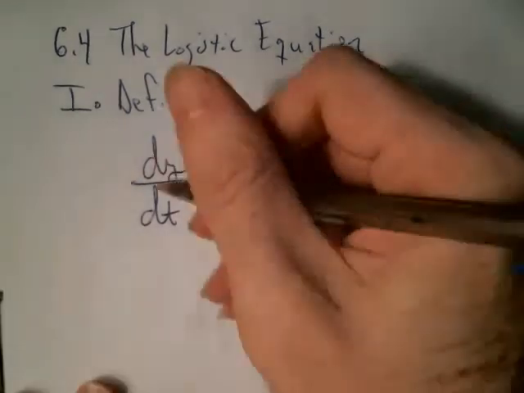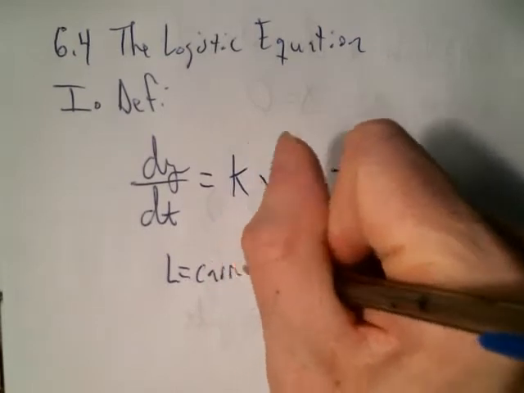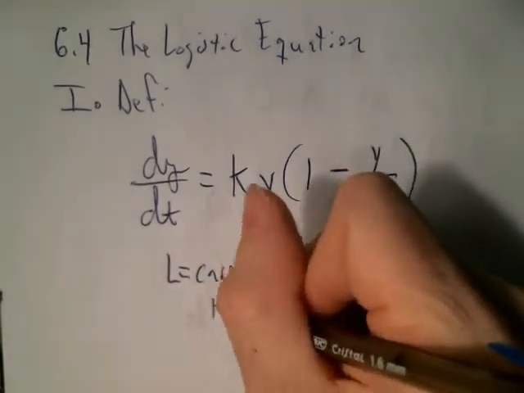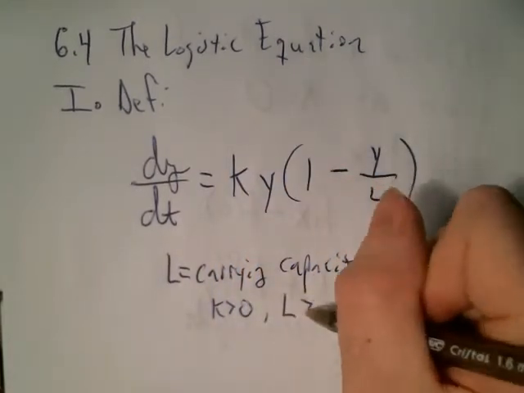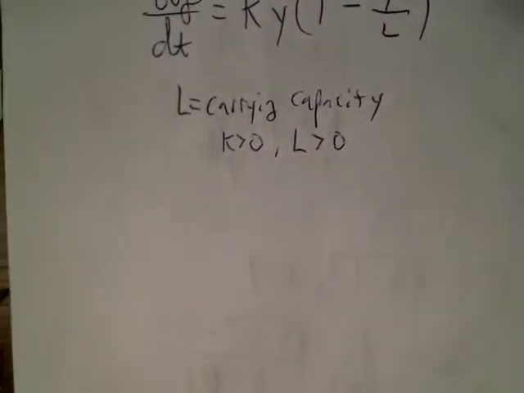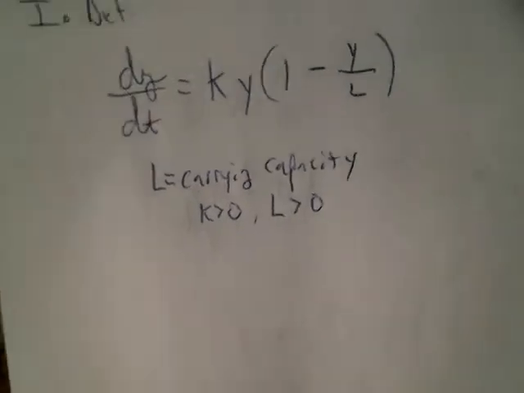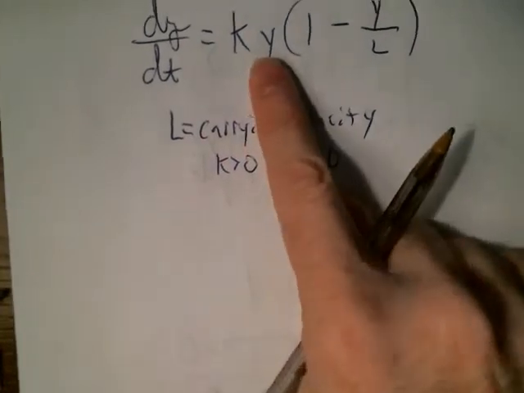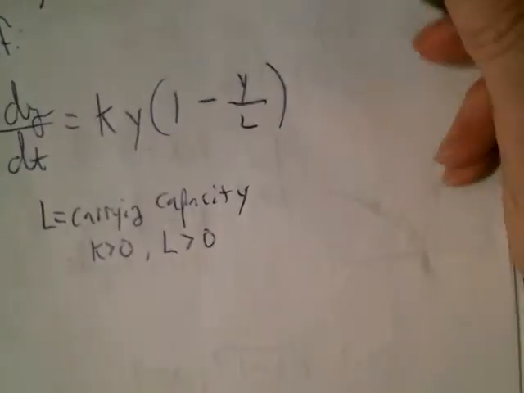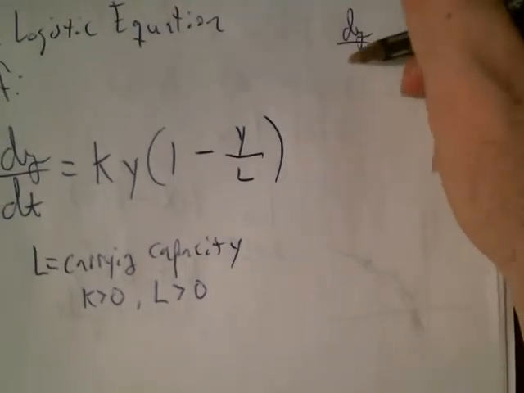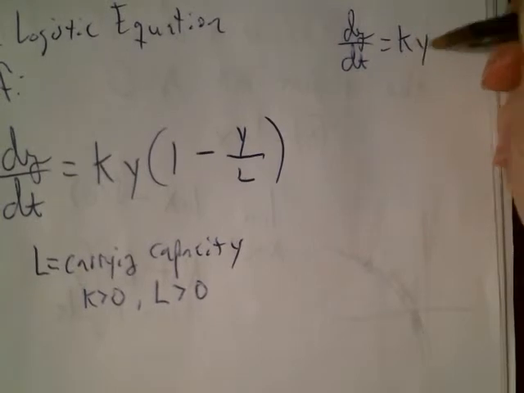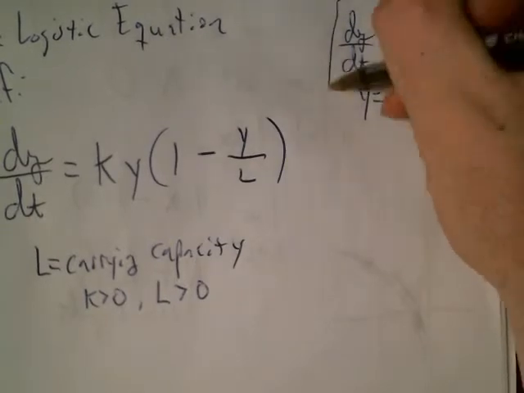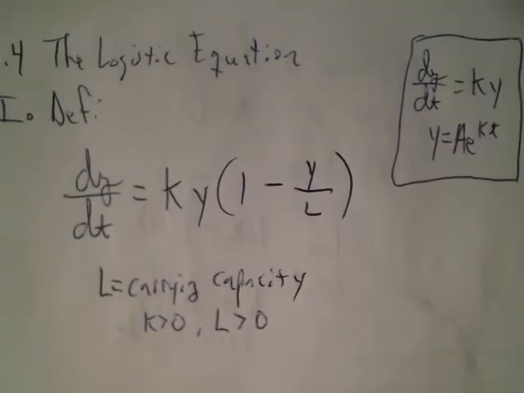Okay, so what? L is the carrying capacity, and k is assumed to be greater than 0, and L is also assumed to be some number greater than 0. So the first thing we'll do, just like what we did with the exponential version, is to solve this differential equation. The one we worked with before in the previous section was that the change in population is proportional to the population, and that gave us the equation y equals ae to the kt, which you probably are familiar with from physics and chemistry and that sort of thing.